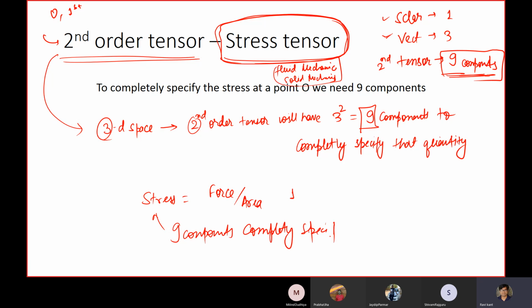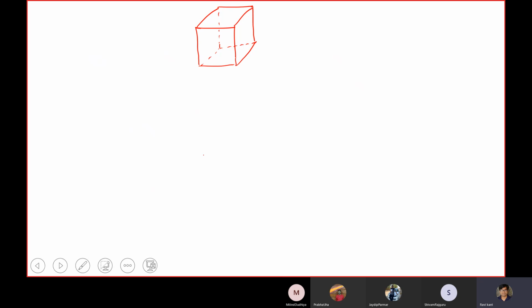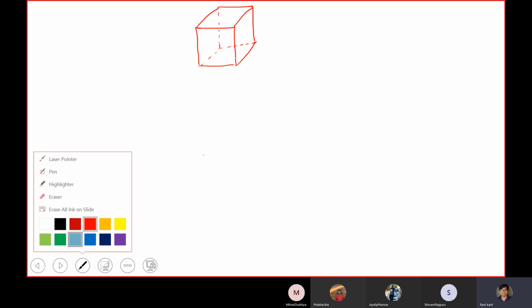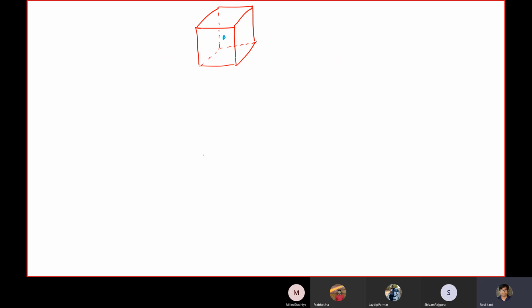I'm telling you again and again, in order to completely specify the stress on a point, you should have 9 components, not just one, just force per unit area. Why? It will be clear in just a minute. Let's suppose I have some inside point, a point O, somewhere in between, and I want to specify my stresses on point O. What should you do?